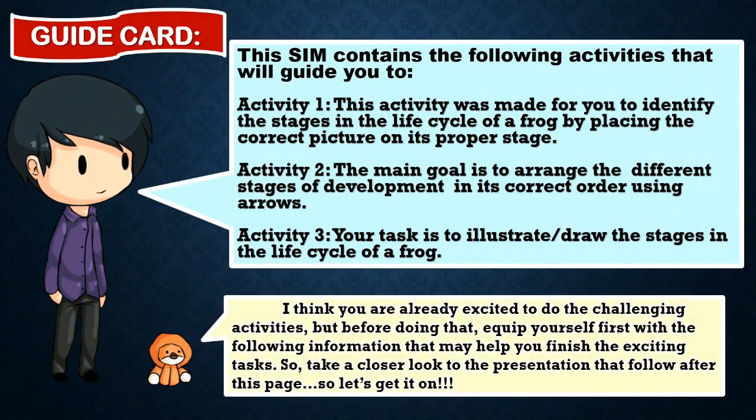This SIM contains the following activities that will guide you. Activity 1. This activity was made for you to identify the stages in the life cycle of a frog by placing the correct picture on its proper stage. Activity 2. The main goal is to arrange the different stages of development in its correct order using arrows. Activity 3. Your task is to illustrate or draw the stages in the life cycle of a frog.